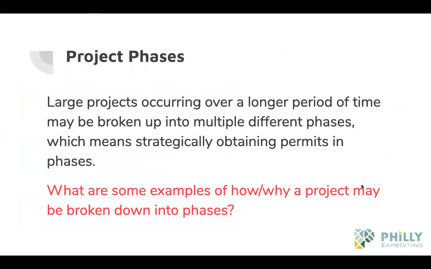Which brings me to, I just wanted us to discuss project phases. Large projects that occur over a longer period of time might be broken up into different phases, which means we would have to strategically obtain permits in different phases, like we're doing with the church. If you want to give me some examples, that's fine. But the church is a great example. They're doing work on one section of the church, demolishing it, and then the next phase is they're going to do this zoning addition. So we're going to have to get multiple rounds of permits. Same with our client Herman, right? He's subdividing and then he's building dwellings.